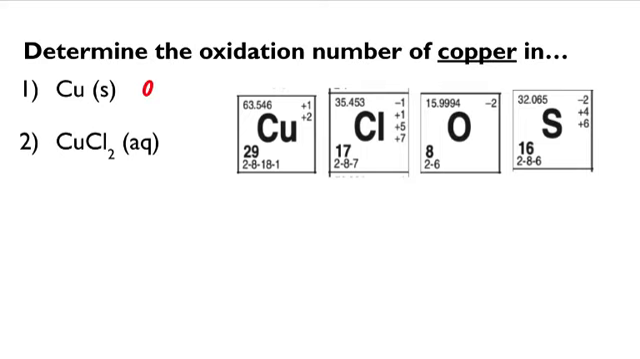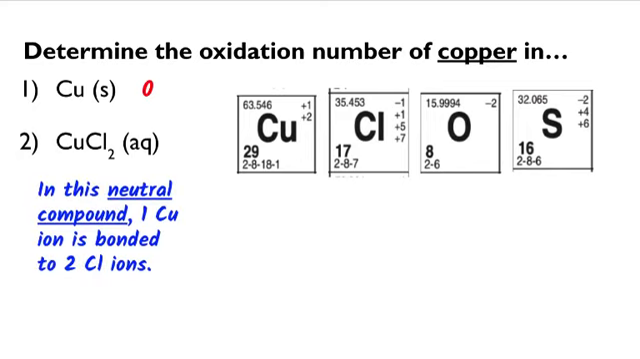We are going to need to do a little bit of detective work here to think about the oxidation state of copper in copper chloride. In this neutral compound, the compound has a net charge of 0. One copper ion is bonded to 2 chloride ions. Chlorine can have a positive oxidation state, but in this particular situation it must be negative, because this is an ionic compound, so we must have a negative ion bonded to copper, which can only be positive. The only possible negative oxidation state that chlorine can have is -1.